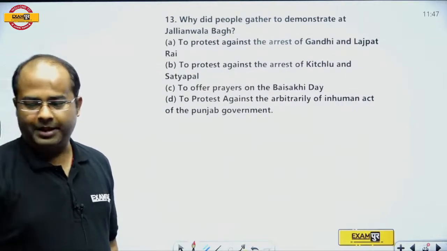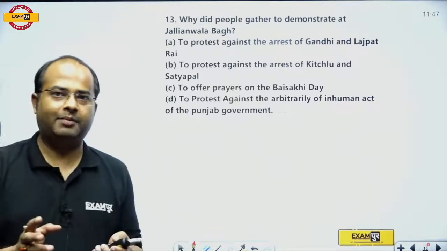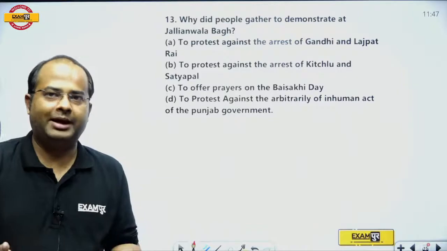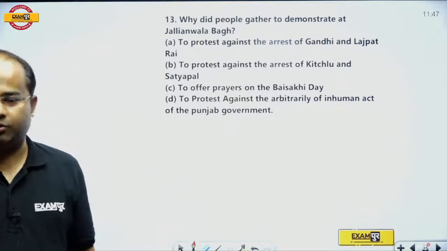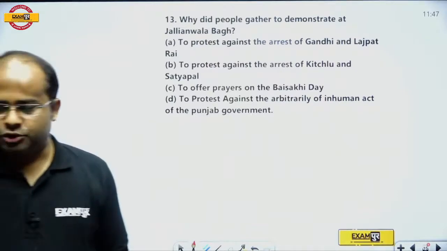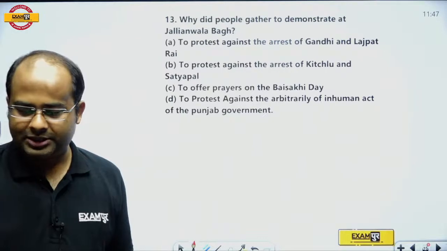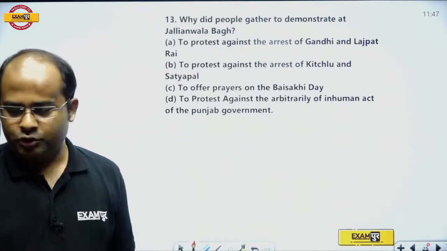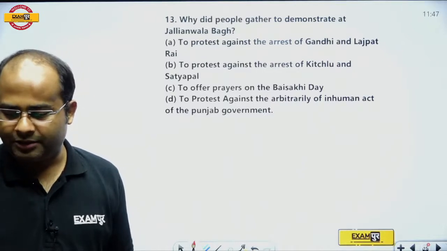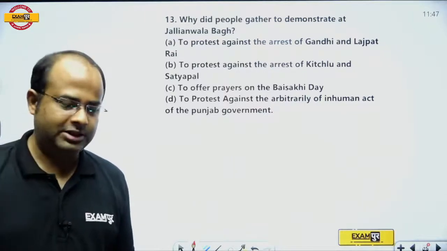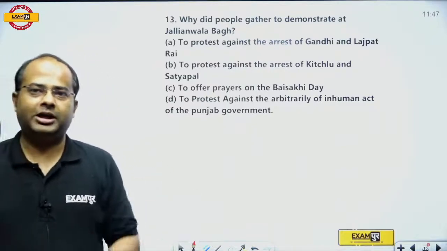Now, why did people gather to demonstrate at Jallianwala Bagh? The Jallianwala Bagh massacre happened on 13th April 1919. The options: to protest against the arrest of Gandhiji and Lala Lajpat Rai, to protest against the arrest of Kichlu and Dr. Satyapal, to offer prayers on the day of Baisakhi, or to protest against the arbitrary and inhuman acts of the Punjab government.